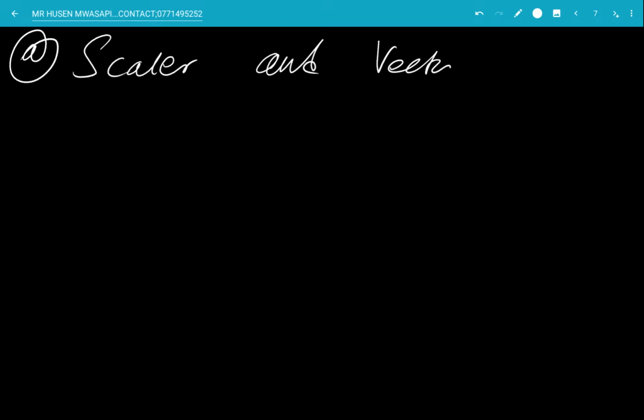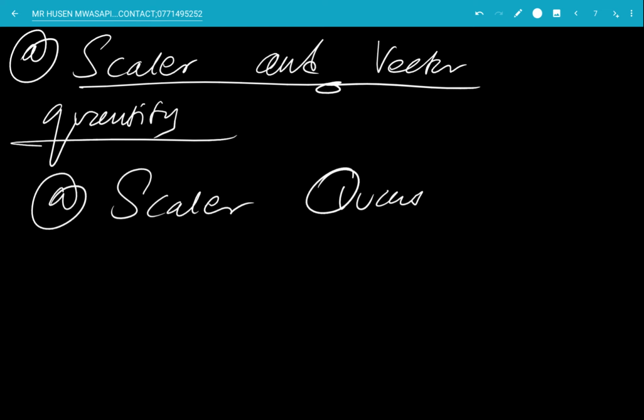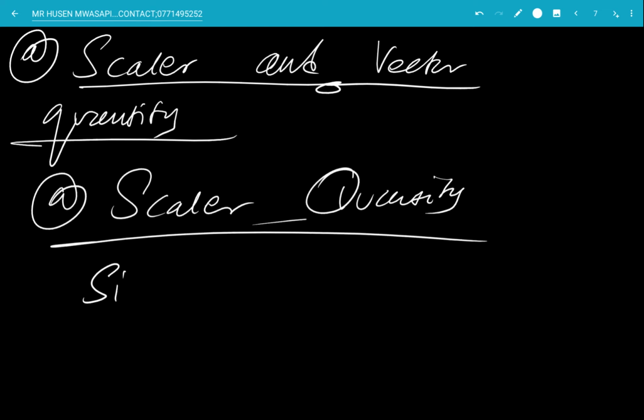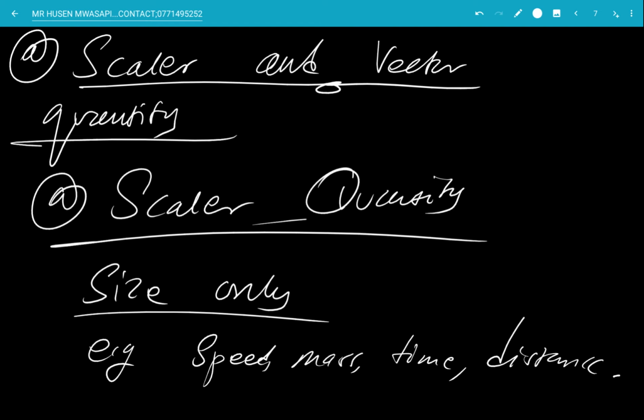Now I want us to also look at the last two quantities that are called scalar and vector. So what we call scalar and vector quantities. Now a scalar quantity is very simple to understand. A scalar quantity is just a quantity that has size only. It only has size and there's no direction. A few examples you can look at are simply things like speed, mass, time, distance, and so on and so forth. These are just a few that we can actually highlight.